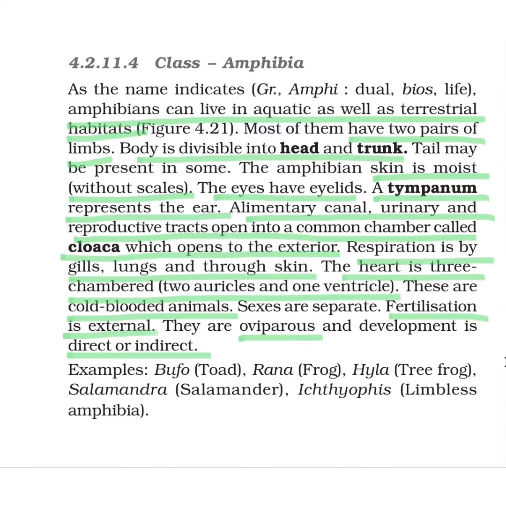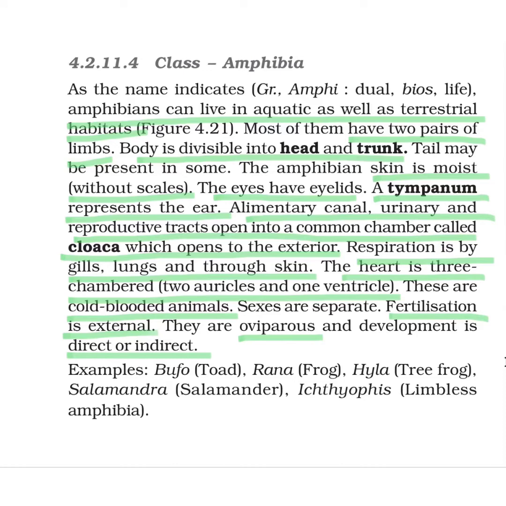Here the meaning of Amphibia: amphi means dual and bios is life. That means dual life, they can live in aquatic as well as terrestrial habitats, in water and on the land. So they require both to complete their life cycle. This is an important characteristic feature for identifying them.